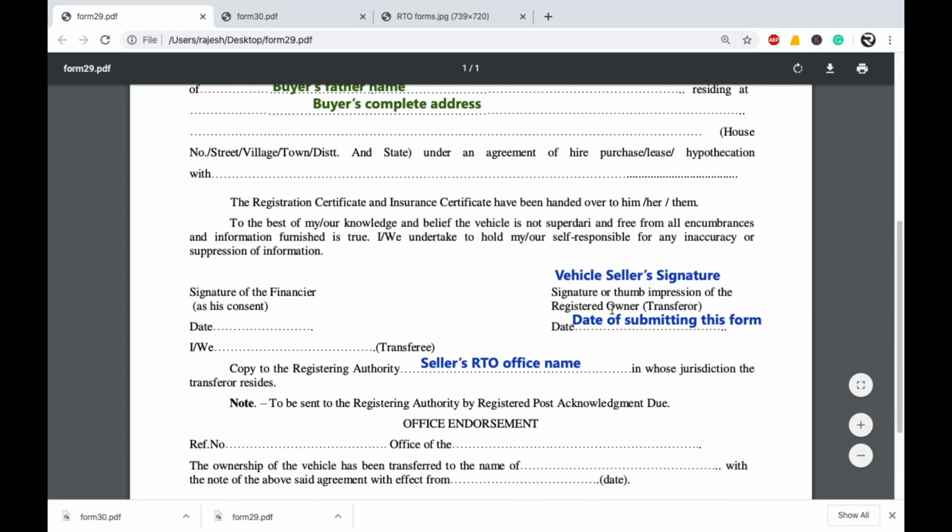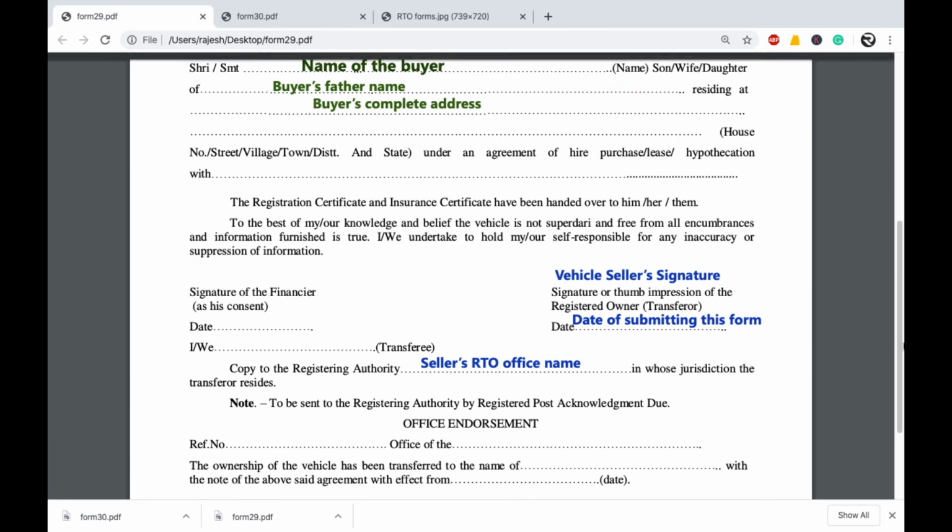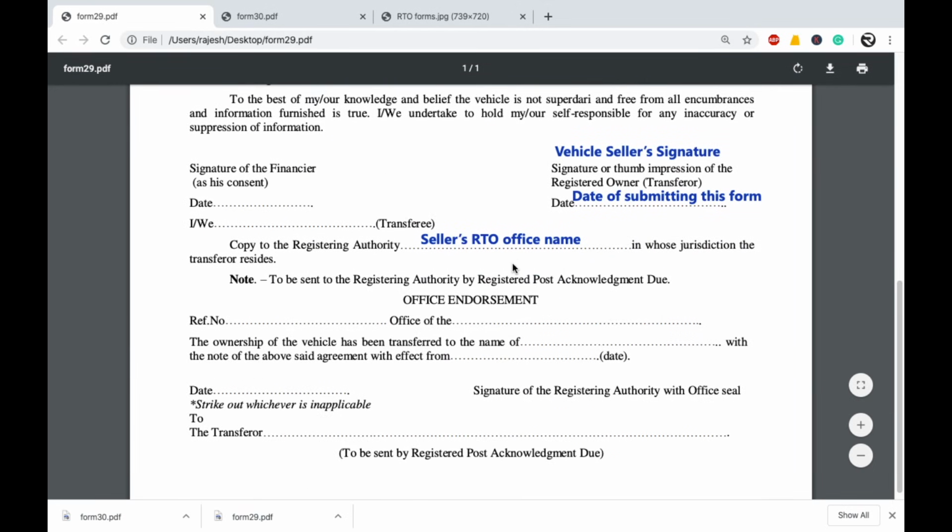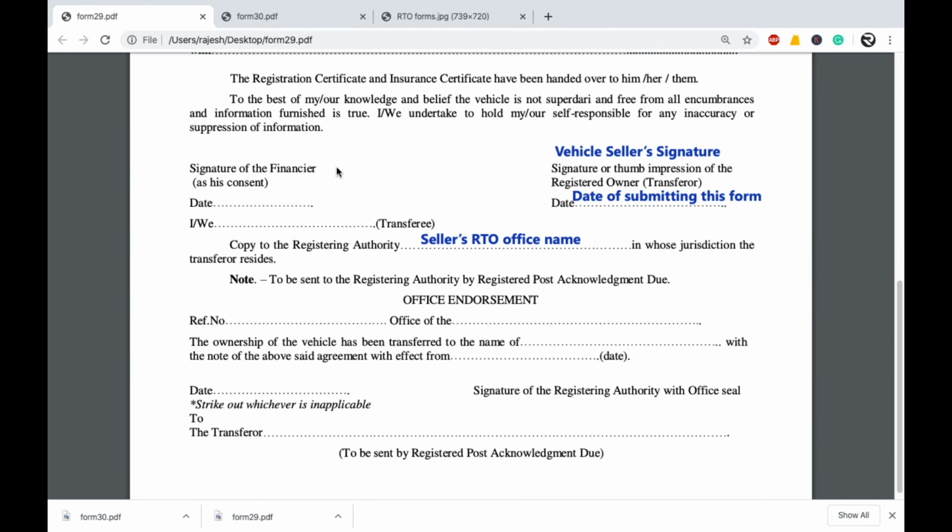Here on right hand side of this form, vehicle seller has to sign here, and after that mention the date of submitting this form. Finally, here write the RTO office name of the seller. Here signature of the financier is not required if your vehicle is not in the finance. If it is in the finance, then the financier signature is required.